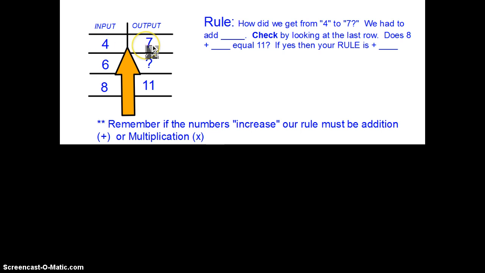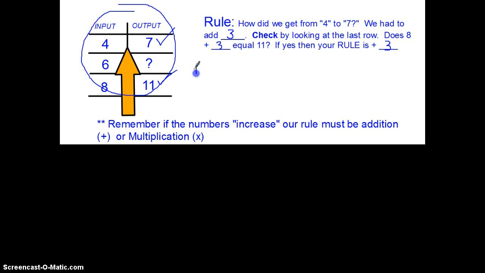How do I get from 4 to 7? Well, I know to get from 4 to 7, I can add 3. Okay, so I can check this answer by looking at my last set of numbers, because I have both an input and an output number in this same row, to see if that add 3 rule matches up. So if I have 8 and I add 3, do I get 11? Yes, I do. And so then, if that's the case, since it works here and it works here, that means that my rule must be add 3 for this entire input-output box.